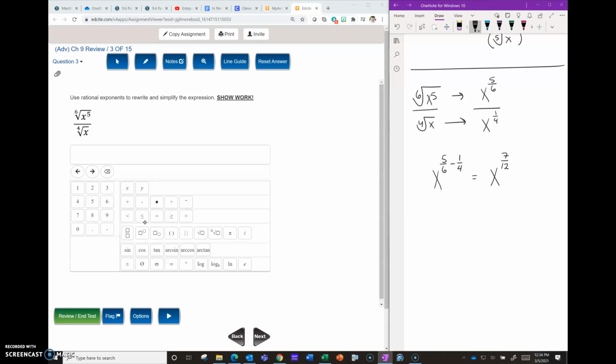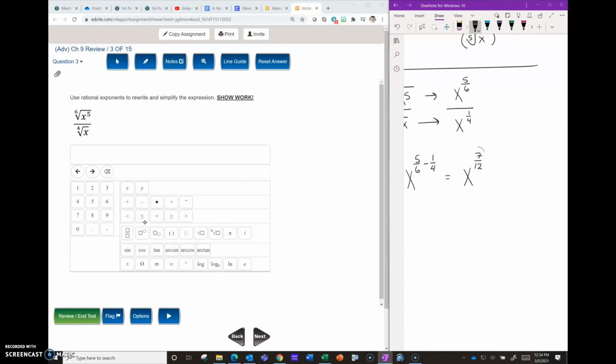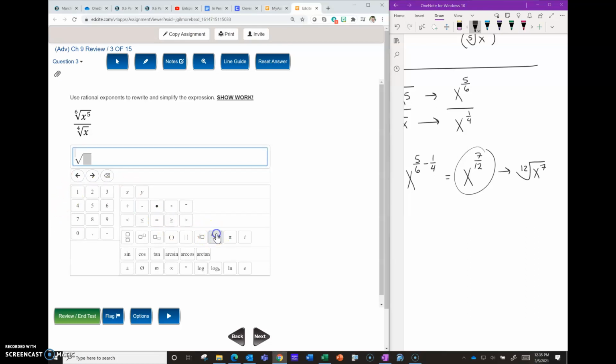Now, because the problem started in radical form, it needs to end in radical form. So you need to rewrite this as a radical. It's the 12th root of x to the 7th. So nth root, we have the 12th root of x raised to the 7th.